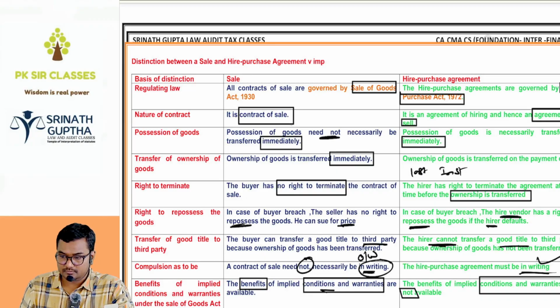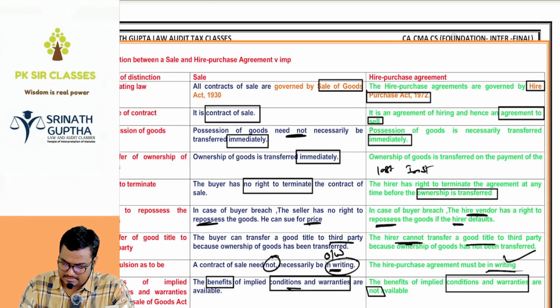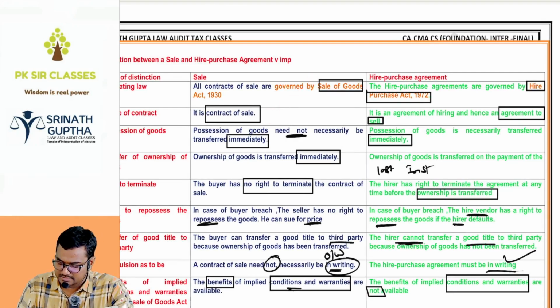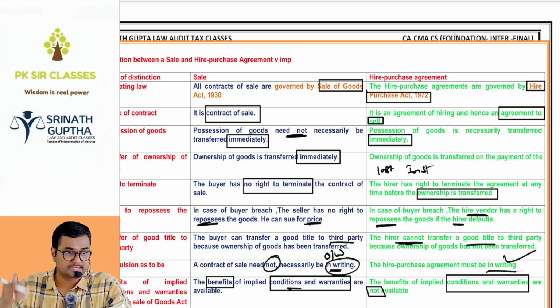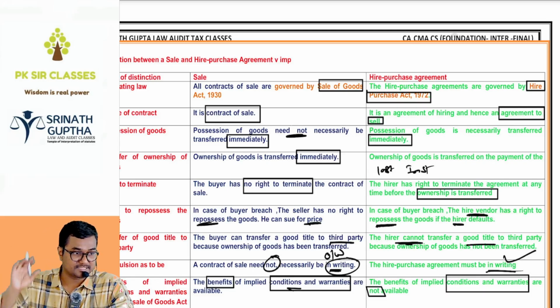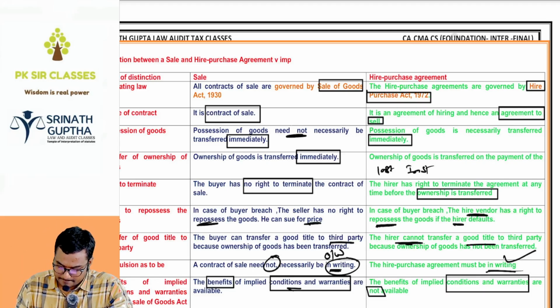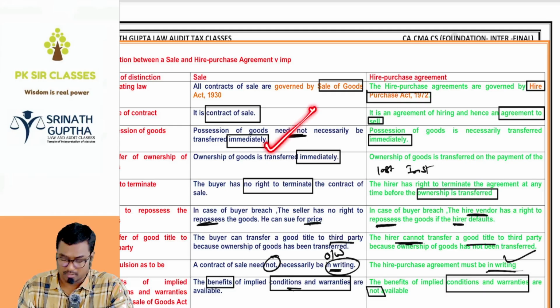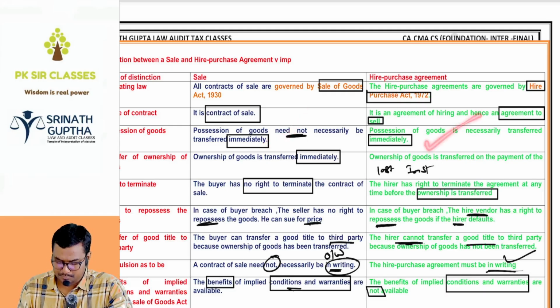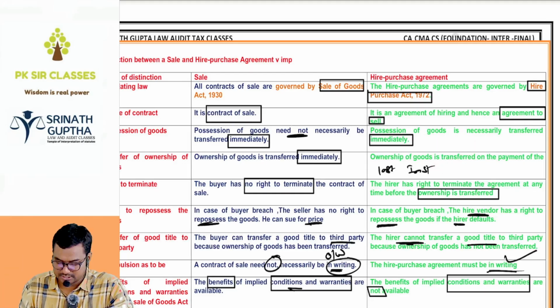So next, contract of sale versus hire purchase. Contract of sale is a contract of sale. Hire purchase is an agreement to sell. It may become a sale on the payment of the last installment. Here, goods need not be delivered immediately; delivery can be postponed. But in hire purchase, goods must be delivered immediately. In sale, ownership will be transferred immediately. In hire purchase, ownership will be transferred on payment of the last installment.